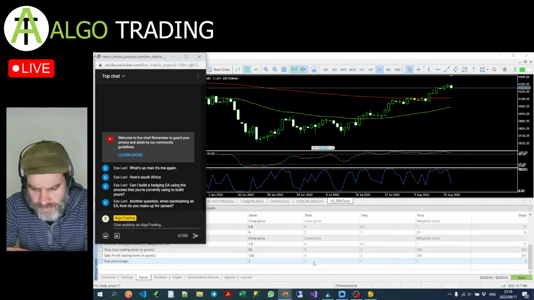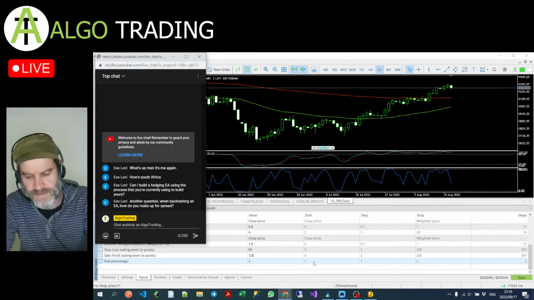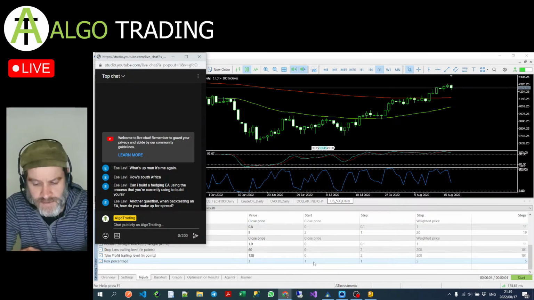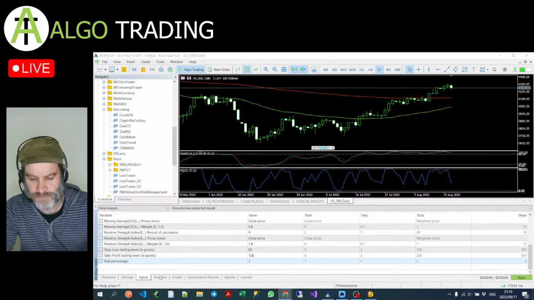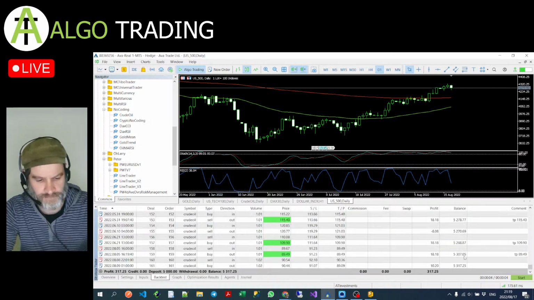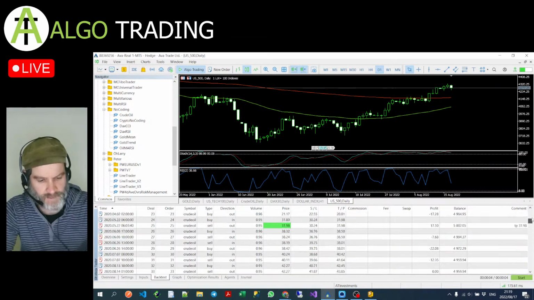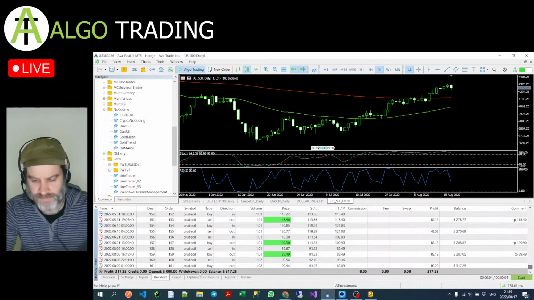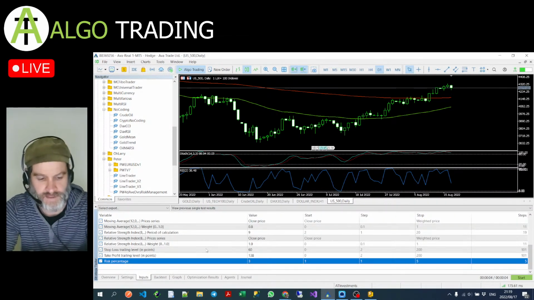And the question of the backtesting, MetaTrader takes the spread into account. So if you look at your backtest results, you can actually see there's a swap fee. But MetaTrader does take the spread into account when it's doing the backtest.